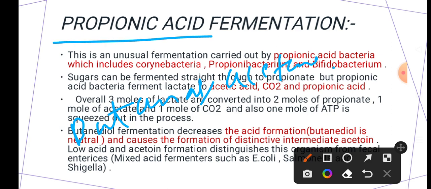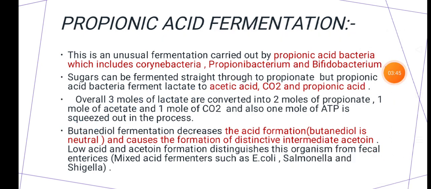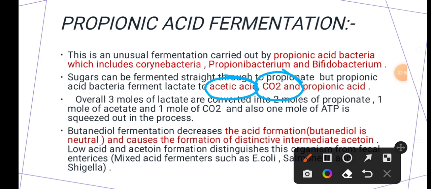And now in today's video, we have talked about propionic acid fermentation, which is an unusual type of fermentation run by propionic acid bacteria: Propionibacterium, Corynebacterium, Bifidobacterium. So this type of fermentation is very important, and here we are getting acetic acid, CO2 as well as propionic acid, right, by fermenting lactate. So from 3 mole of lactate we are getting 2 mole of propionic acid, 1 mole of acetic acid and 1 mole of CO2, right? So those were the various types of fermentations we have discussed with the help of a couple of videos. I hope these videos will be helpful for you. Thank you.